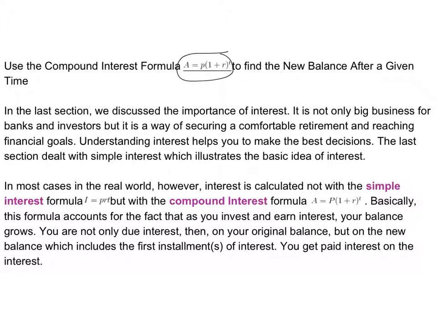The last section dealt with simple interest, which illustrates the basic idea of interest. In most cases in the real world, however, we don't use a simple interest formula, but a compound interest formula instead. Again, that's P times (1 plus r) raised to the t. This formula accounts for the fact that as you invest and earn interest, your balance grows. You are due interest not only on your original balance, but on the new balance, which includes the first installments of interest. You get paid interest on the interest.